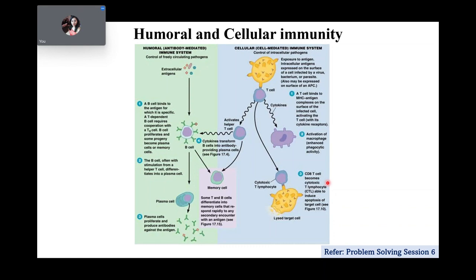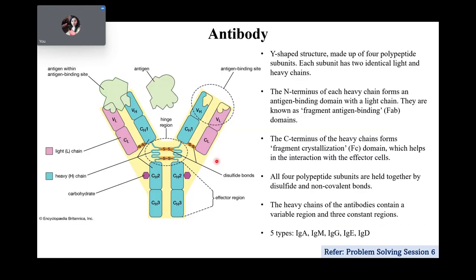Okay, so moving on, let's now discuss the antibodies, which are also very important to discuss. So antibodies, as you can see, have this Y-shaped structure. They are made up of 4 polypeptide subunits, and they each consist of 2 identical light chains and 2 identical heavy chains. So these are the heavy chains, and then these are bound by the light chains.